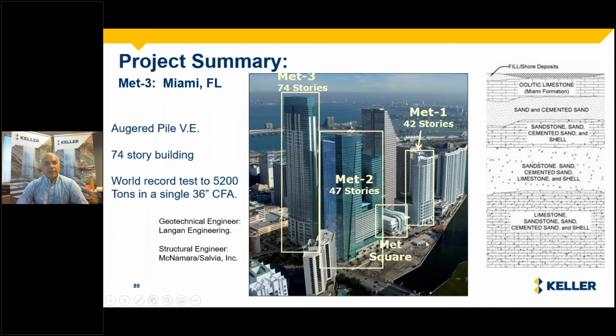A more extreme case is a project in downtown Miami. There are different layers of limestone, sand, and kind of sandstone intermediate between them. The new MET system was going to be installed, MET 1, 2, 3, and it's square. This 74-story tower, 47 stories at the time, was going to be on the high end of buildings for that time frame. Most people believed it had to be done with bore piles, and that CFA could not or should not take those loads. A value engineering proposal was presented to do it with CFA or gas piles, and it resulted in a world record test of 5,200 tons in a single pile installed through the OSO.